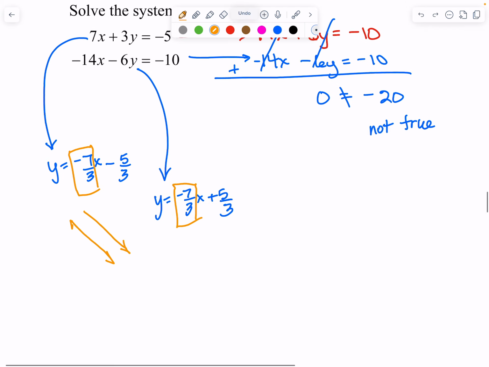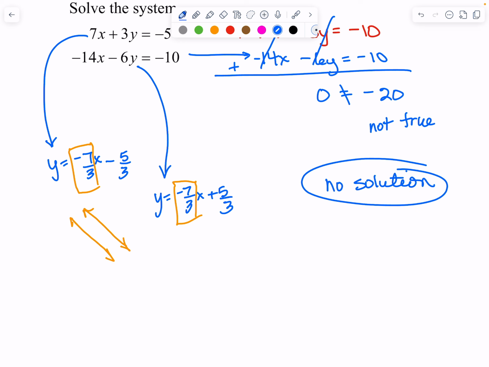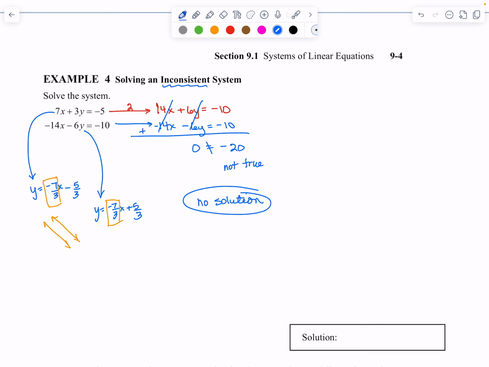So when you have parallel lines, where do they cross? They don't ever cross. So this one is a no solution problem, which in the solution, you would just write no solution. You could also, if you wanted, write 0 with a slash through it. That's another way to write no solution. So if you get something that is not true, it's a no solution.